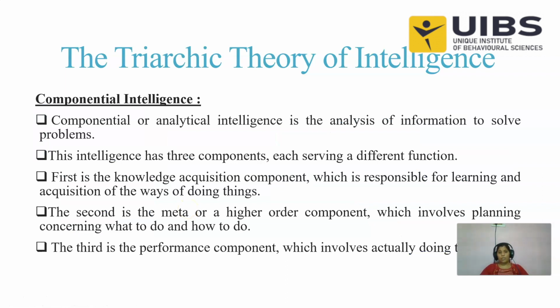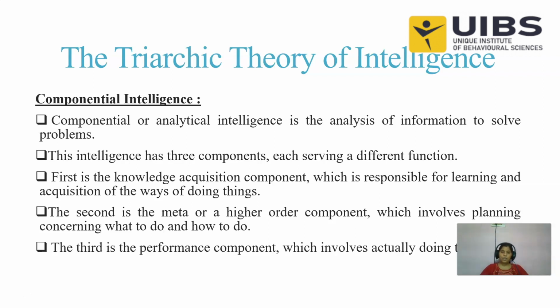Componential intelligence, also known as analytical intelligence, means our ability to analyze information. This intelligence has three components. First is knowledge acquisition. To analyze the information, we have to learn the information, we have to acquire the skill of how to analyze the information. So knowledge acquisition involves this thing. It helps us to learn the thing, to acquire the process, procedure, or strategies that we need to do the thing. That is knowledge acquisition.